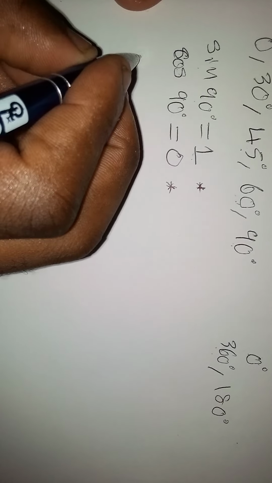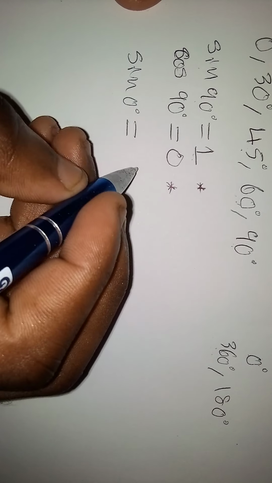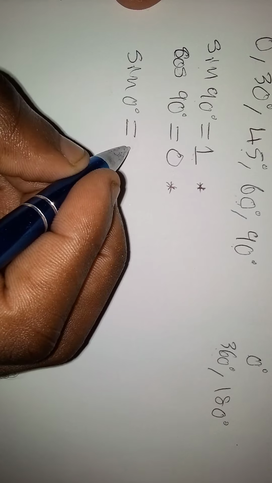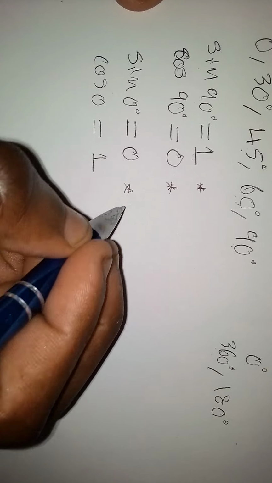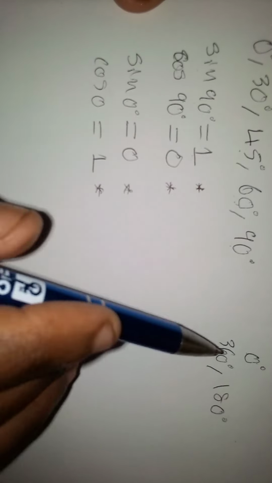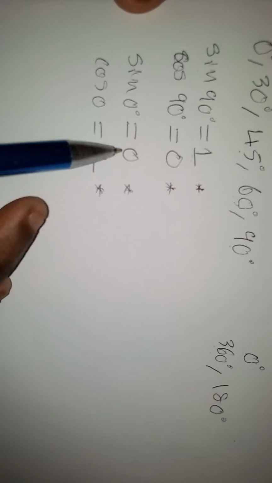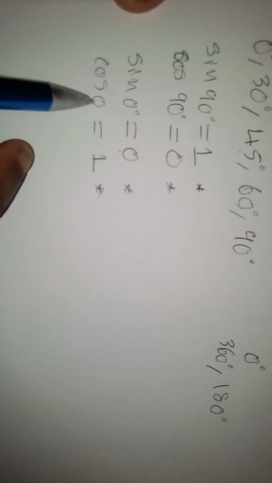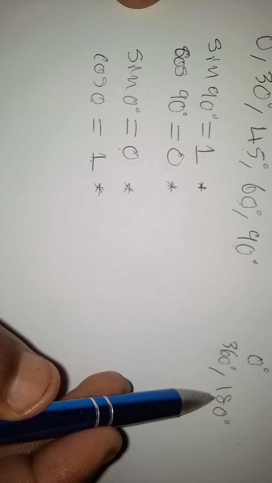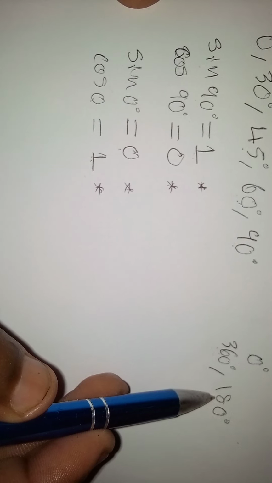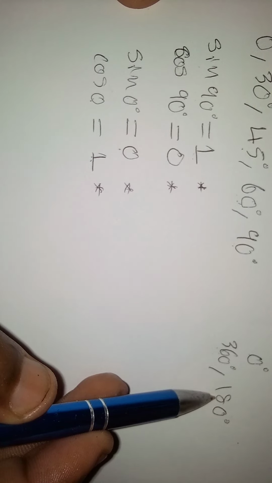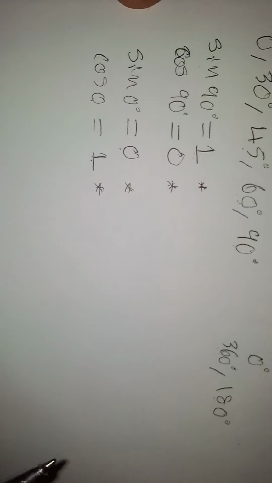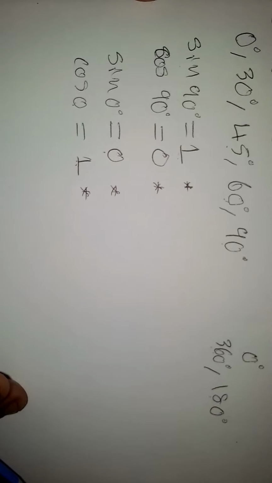Then what about 0 degrees? Sine 0 is equal to 0, then cos 0 is equal to 1. You have to make sure you recall this by heart. As I was saying, if sine 0 is 0, then sine 360 and sine 180 will also be 0. Cos 0 is 1, meaning that cos 360 will be 1. Cos 180 is in which quadrant? That would be the second quadrant, where cos is negative, so cos 180 will be negative 1. That is by identifying the quadrant.